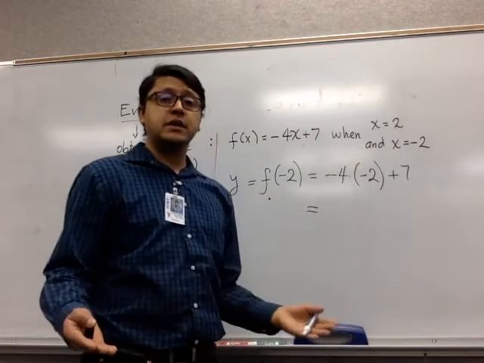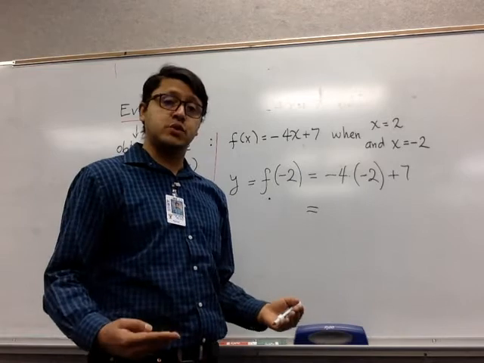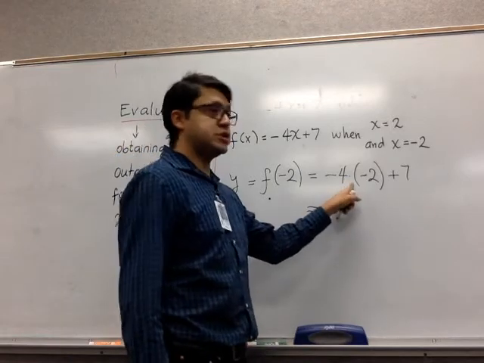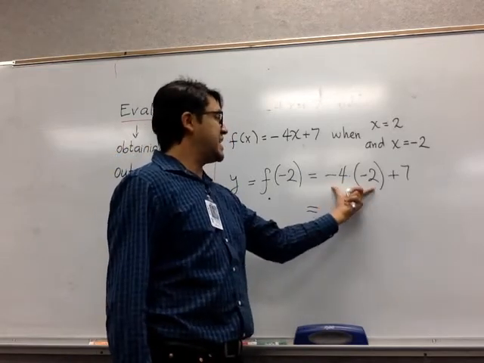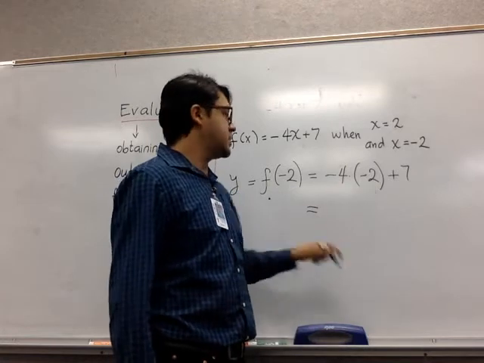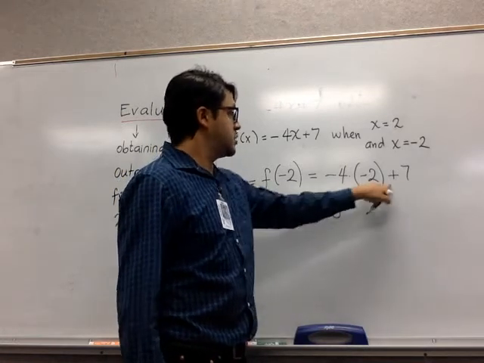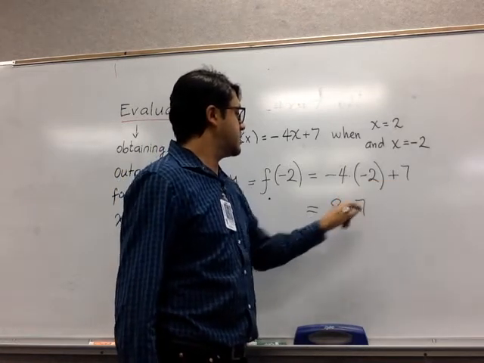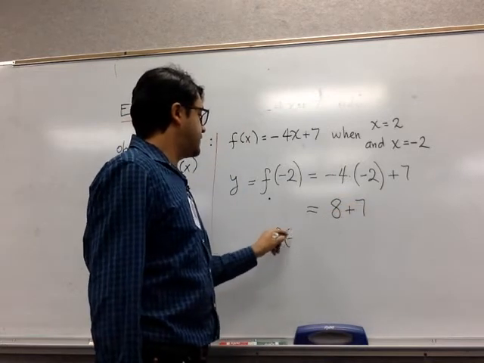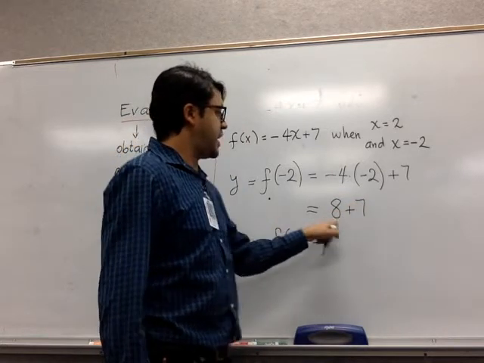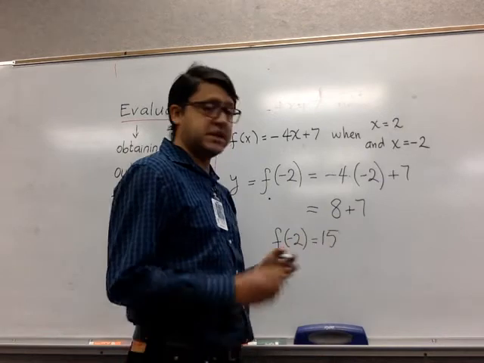We do, again, the operations taking into account the order, which means you do this multiplication first. Negative 4 times negative 2 is 8, plus this 7. And I finished, because 8 plus 7 is 15.